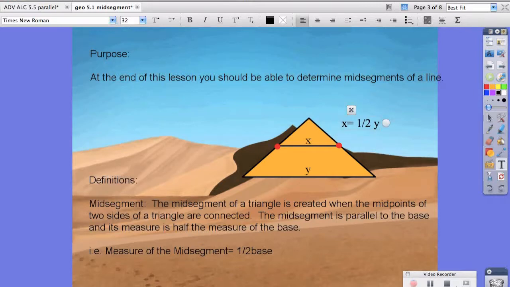So essentially you take the measure of the line segment Y and you take half of it, and that's what X is. This theorem tells us that line segment X is parallel to line segment Y. And that'll come in handy a little bit more later.